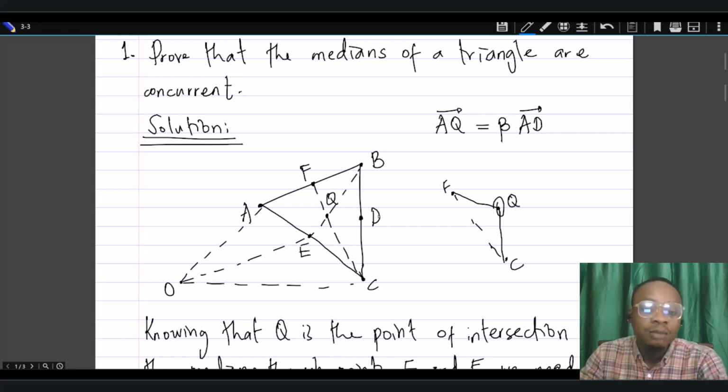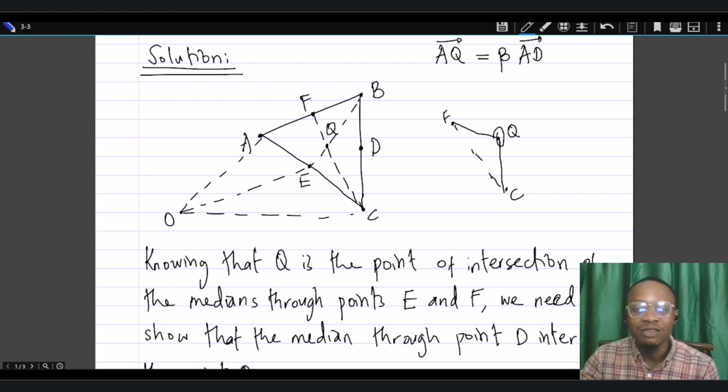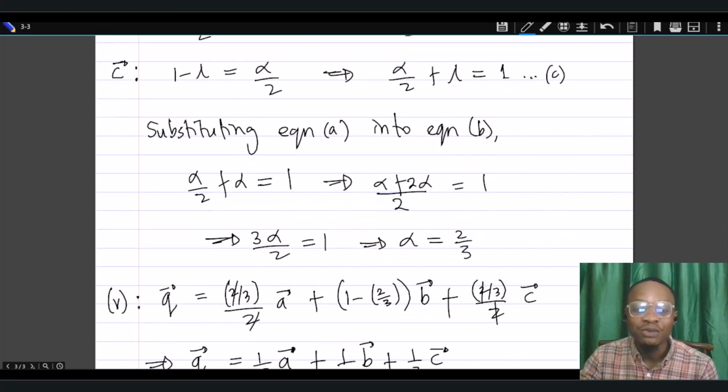D is not part of the vertices. We have only established a relationship between Q and the vertices A, B, C. So to proceed now to establish a relationship between Q, A, and D, we should find a way to bring D into the result we have just obtained. And how do we do that?